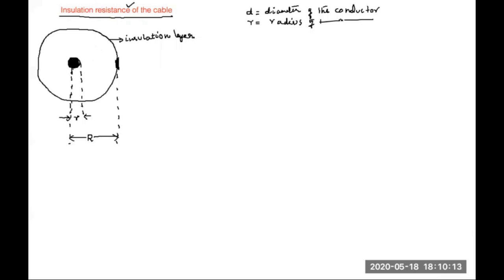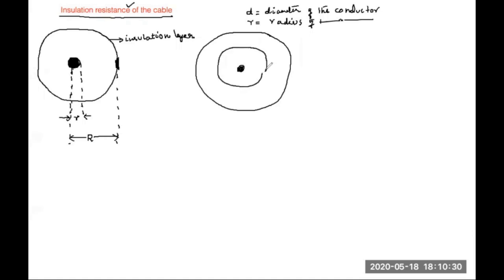Here, see, there is a small conductor. Above this, outwards, this is the outer layer of the insulator. Now, I will consider a small elementary length like this. That distance I will call dx. See, this distance is dx.